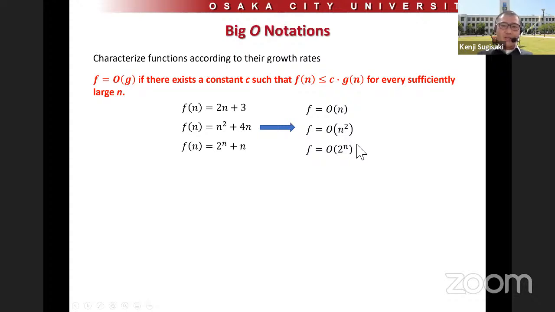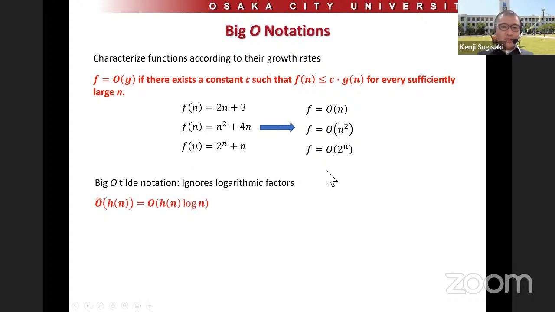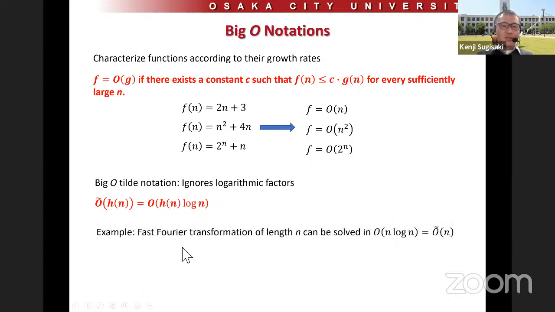And also, I would like to introduce the big O tilde notation. In this big O tilde notation, we ignore logarithmic factors. So roughly speaking, order tilde of h(n) equals order of h(n) log n. An example of the big O tilde notation is the Fourier transformation. The Fourier transformation of length n can be solved in order n log n.